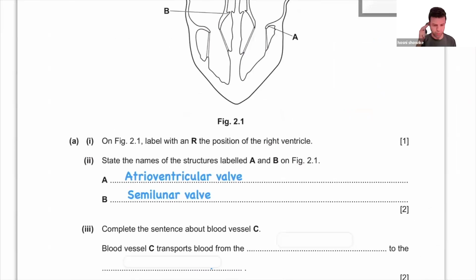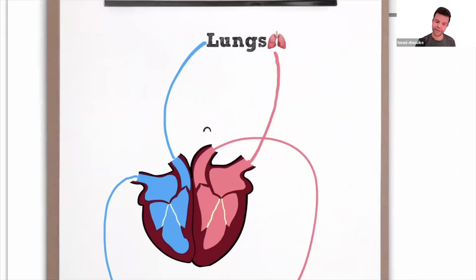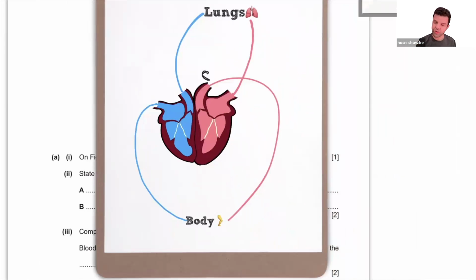Okay, complete the sentence about blood vessel C. Do you see that blood vessel C? It's like here, right? That is C. C is the aorta, and the aorta is meant to take oxygenated blood all around your body, right? That's the aorta shown here.